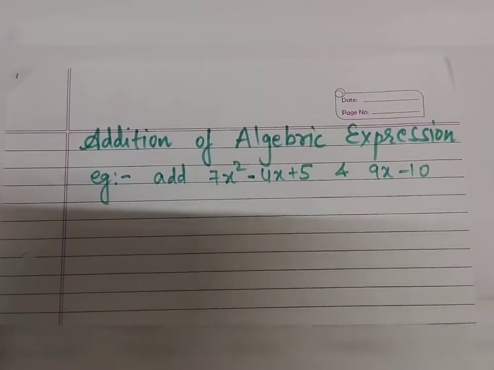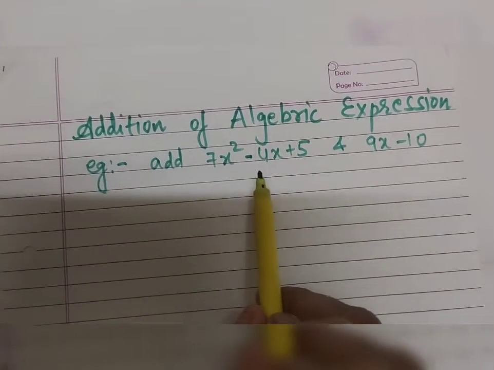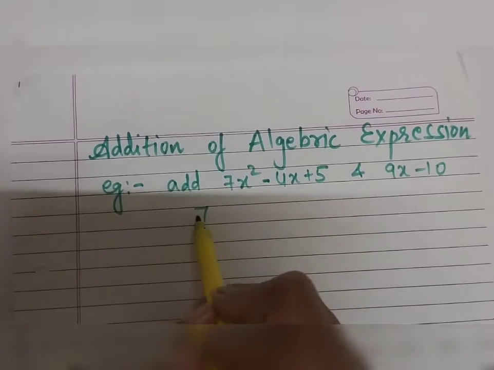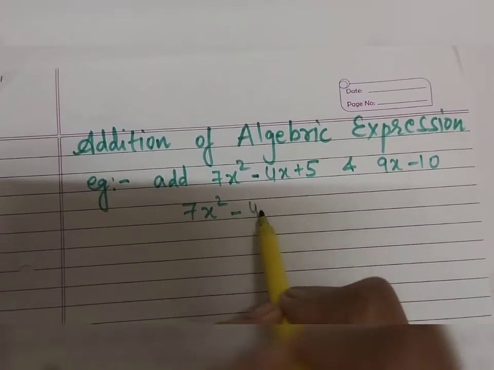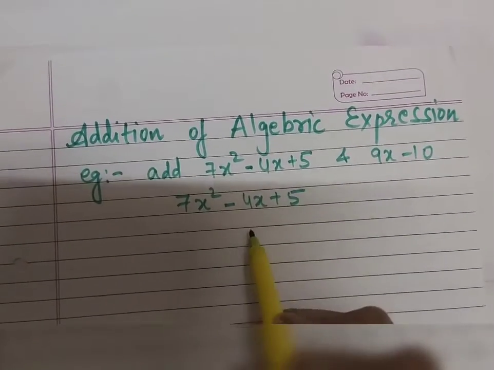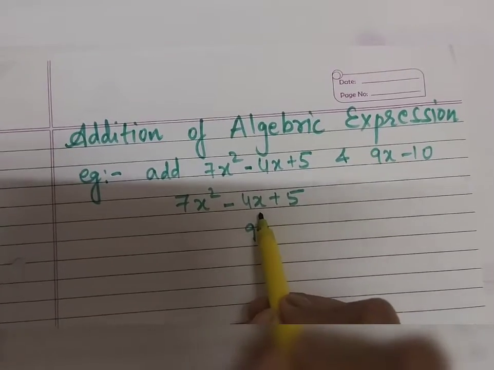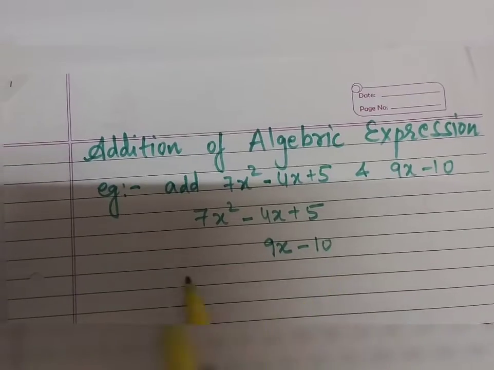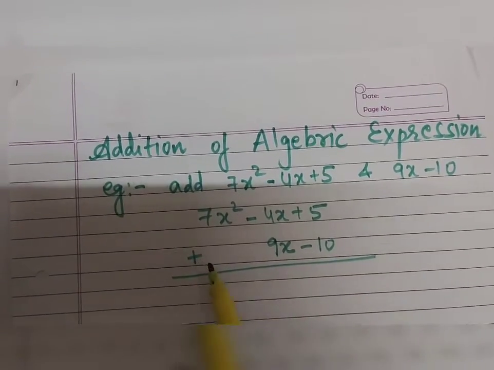Okay, let's take the example. Add 7x square minus 4x plus 5 and 9x minus 10. So we will write this in this form, and we will write the like terms under the like terms, and the constant term under the constant term. We have to add this.